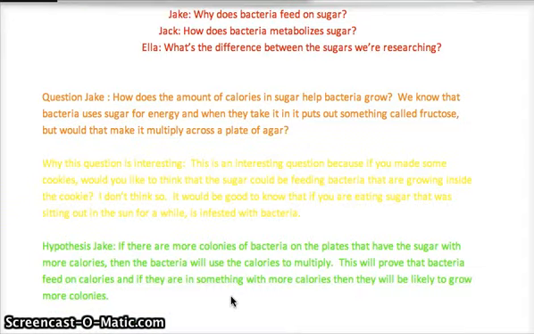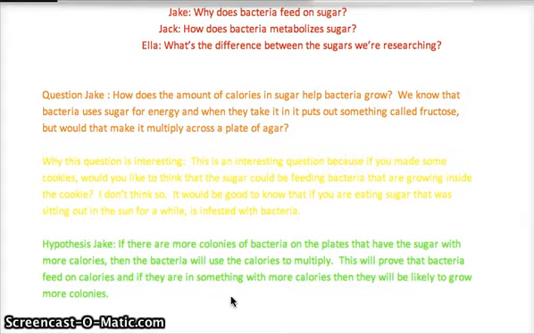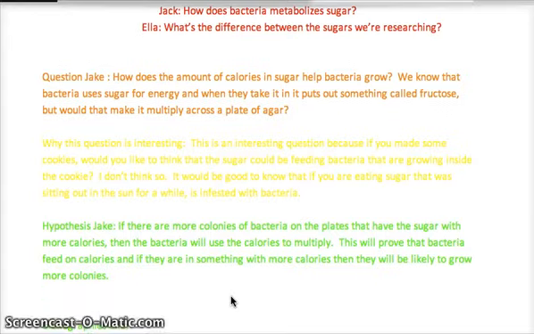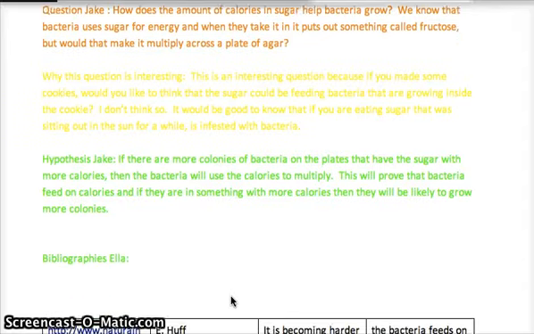So, here's our hypothesis. If there are more colonies of bacteria on the plate that have the sugars with more calories, then the bacteria will use the calories to multiply. This will prove that bacteria feeds on calories, and in food with more calories, there will be more bacteria.